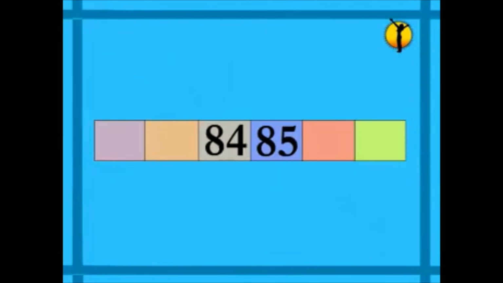Okay. What is after 84? 85. What is after 88? 89. What is after 91? 92. And what is before 96? 95. After 59? 60. What comes before 27? 26.